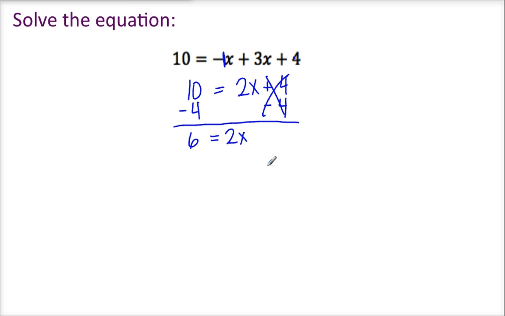It's equal to 0. Okay, finally I have 2x's, and I need to divide them into 2 groups, so that means 6 needs to be divided into 2 groups, so I will divide by 2. So divide by 2 on both sides. That leaves me with x, and then 6 divided by 2 is 3. So x is equal to 3 when I solve this equation.